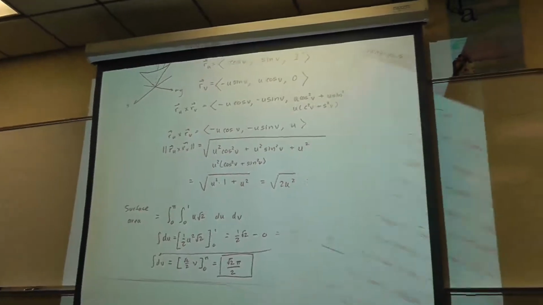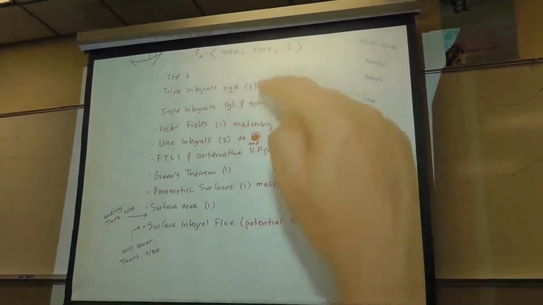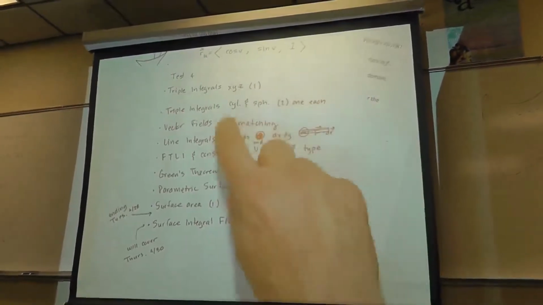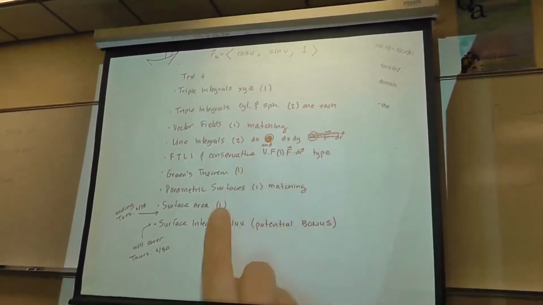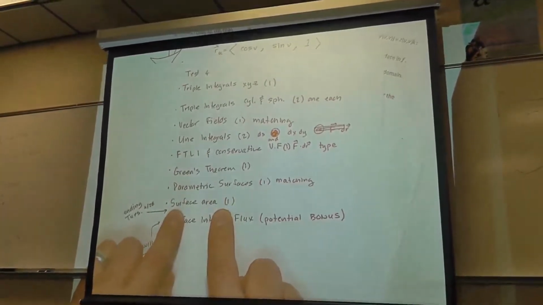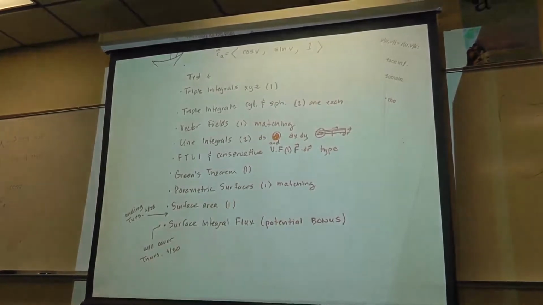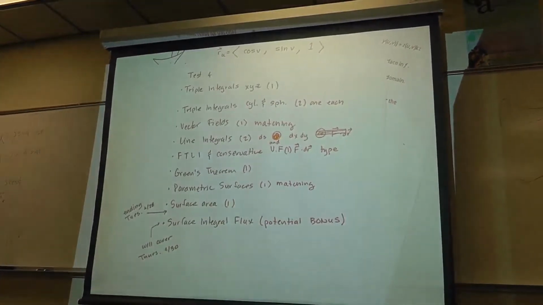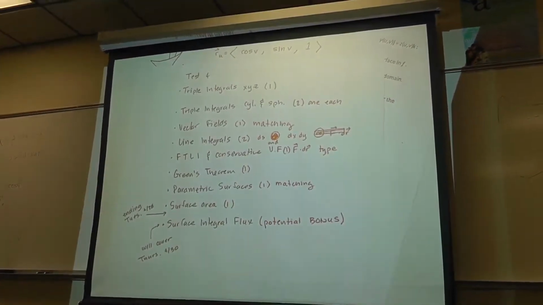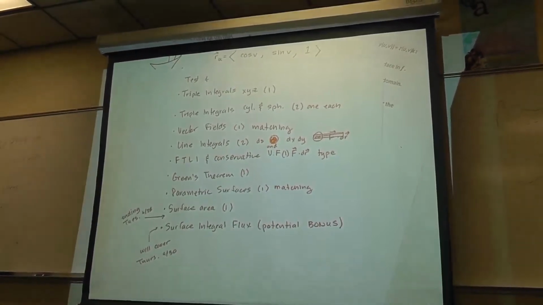So again, test 4's official material will cover 10 problems, 1, 2, 3, 4, 5, 6, 7, 8, 9, 10 problems, stopping with the surface area for parametric surfaces only. And then what we cover Thursday night, I'll introduce you to surface integral flux and show you a couple of problems on that, and then just describe that as a potential bonus. So something like that will be the bonus for test 4. Do you have any questions?